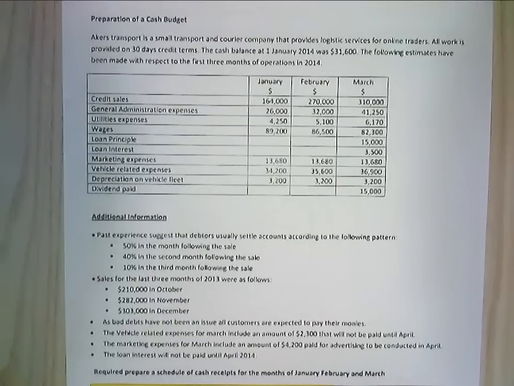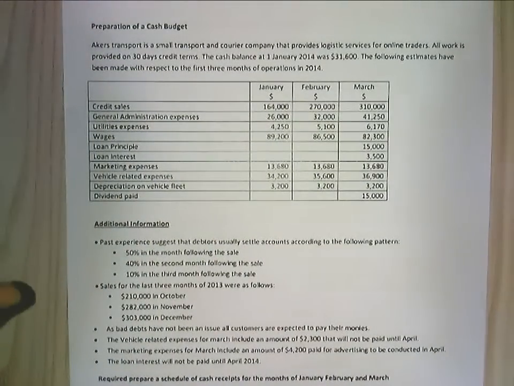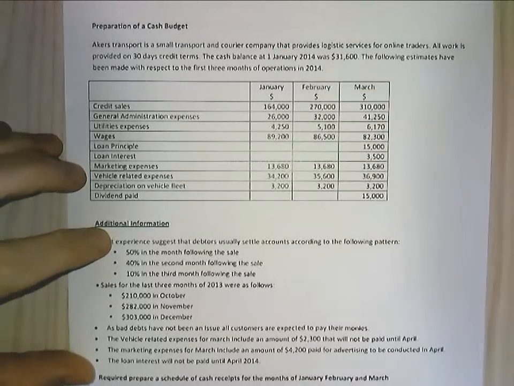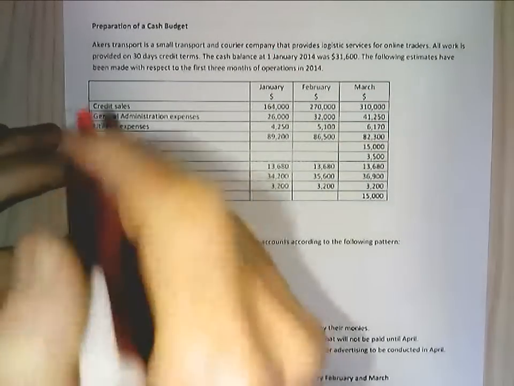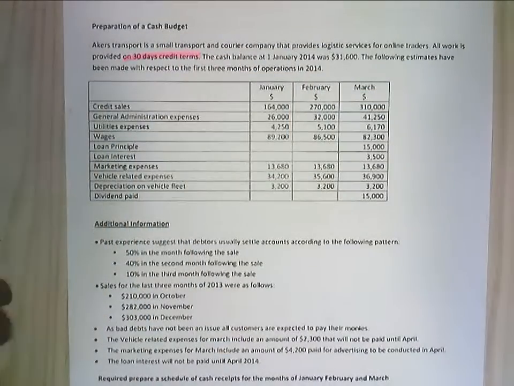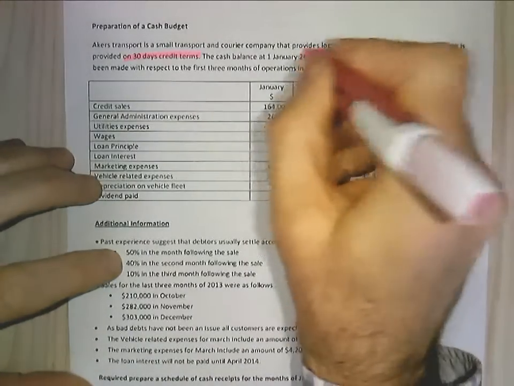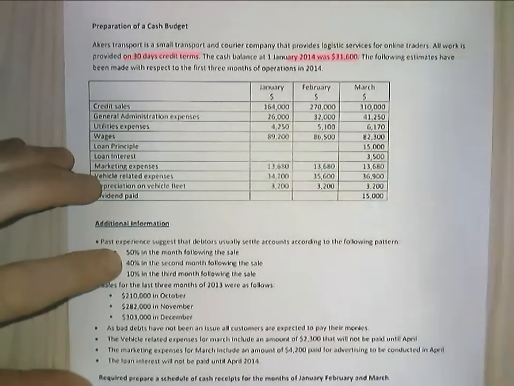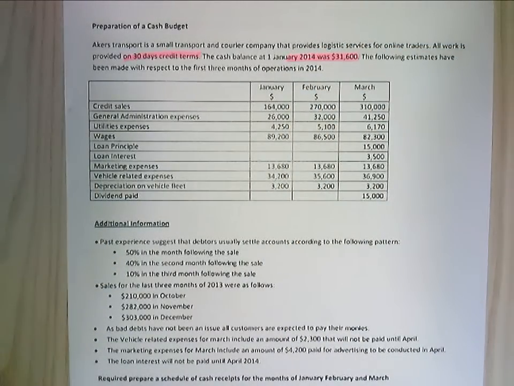So we're looking at ACKER Transport. It's a small transport company that provides logistics services for online traders. All work is provided on 30-day credit terms. The cash balance at the 1st of January 2014 was $31,600. The following estimates have been made in respect to the 3 months.